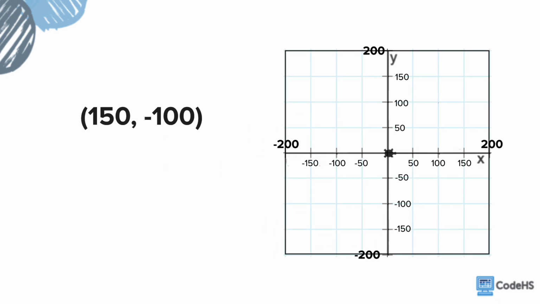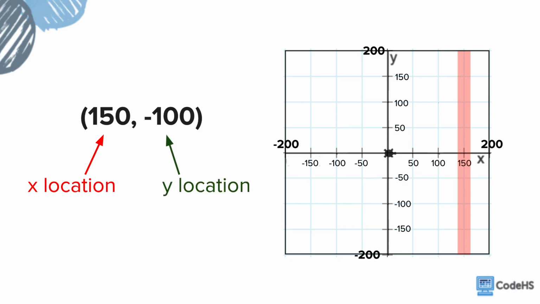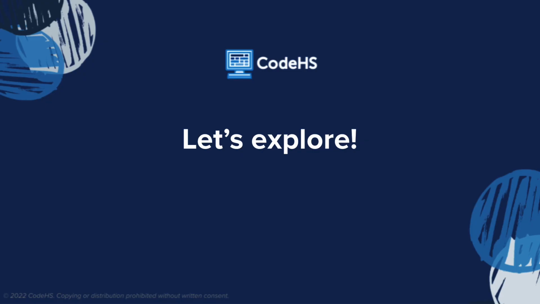If we wanted Tracy to move to location 150, -100, we start with the x location, which is 150. This means that the position we want is going to be somewhere along this line. Then we look at the y location, which is -100. This means that the position we want is somewhere along this line. The point where these two locations intersect is the position we want. Let's do some practice with coordinate points before we move on.